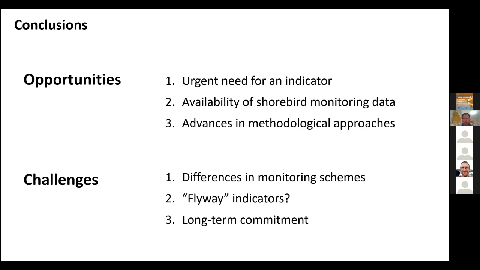So for the rest of the session, it would be great if from the following four presentations, we can first understand each case study from different parts of the flyway, then discuss possibilities for turning this into a real action. Thank you very much for listening.